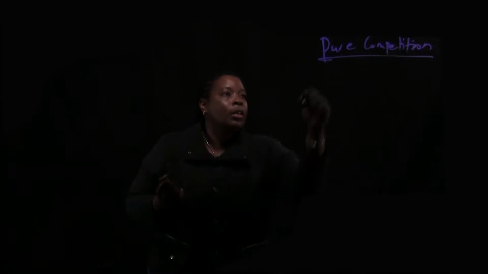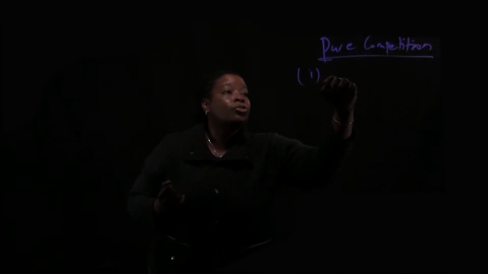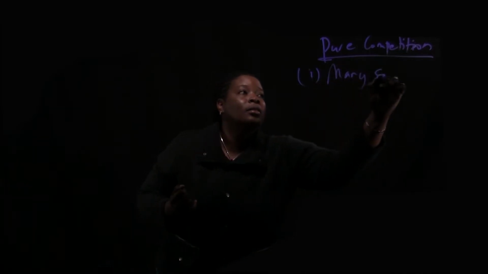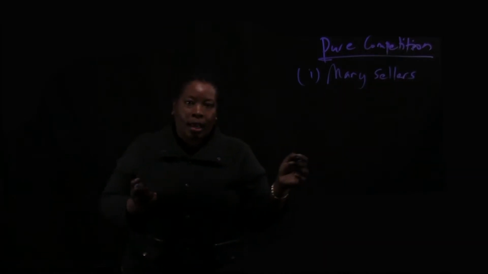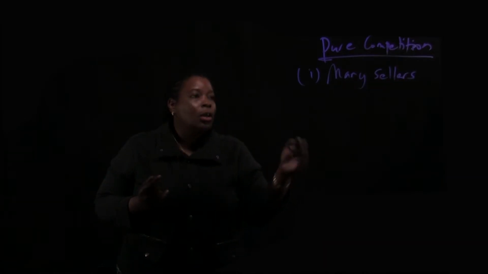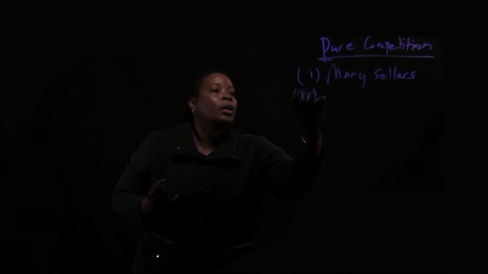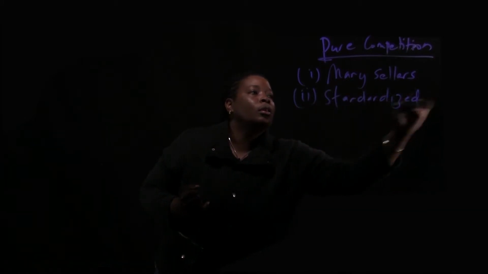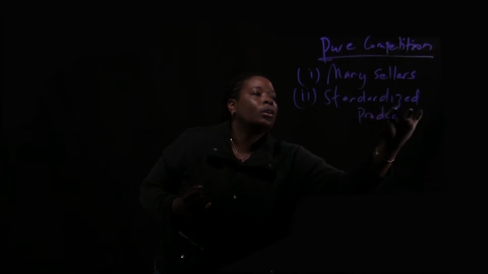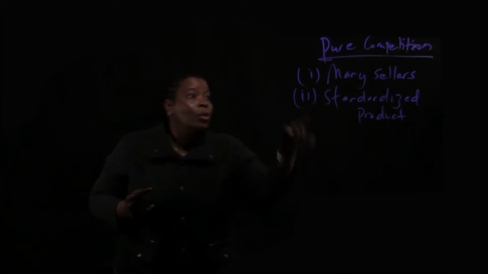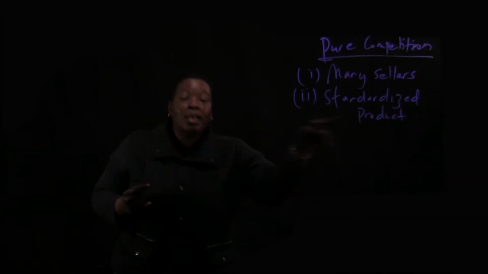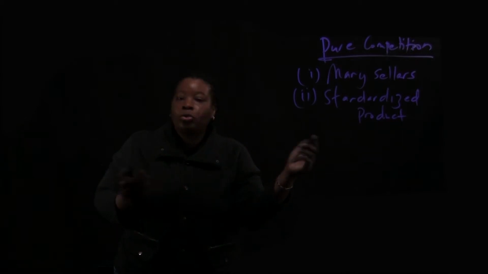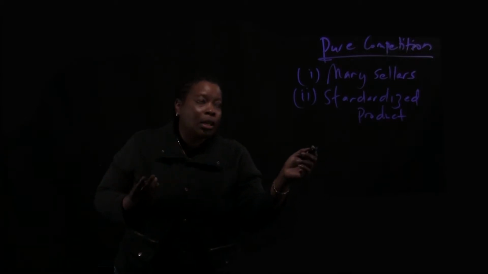structure looks like. The first thing is, in this market structure, we have many sellers. And I do mean a lot of sellers are in this market structure. Not only that, in this market structure, they have a standardized product. What that means is, we have a lot of sellers selling the exact same thing. There's no real branding on these particular products in a purely competitive structure.